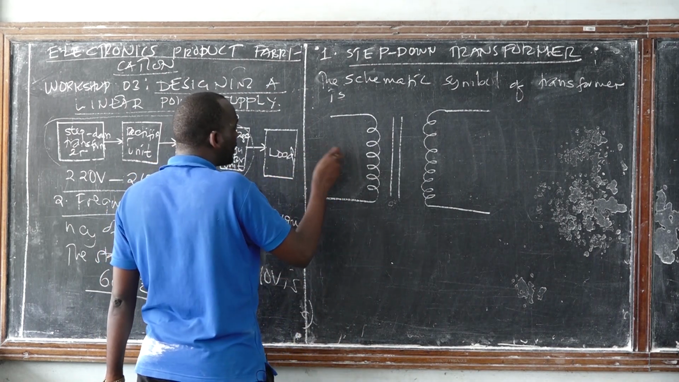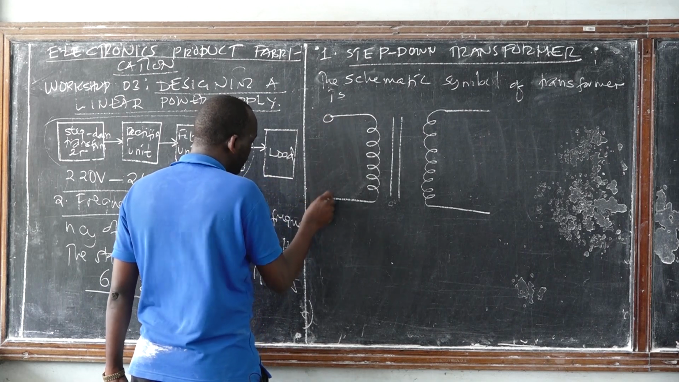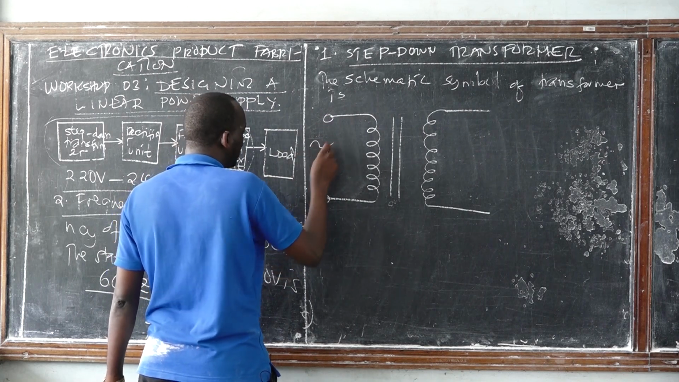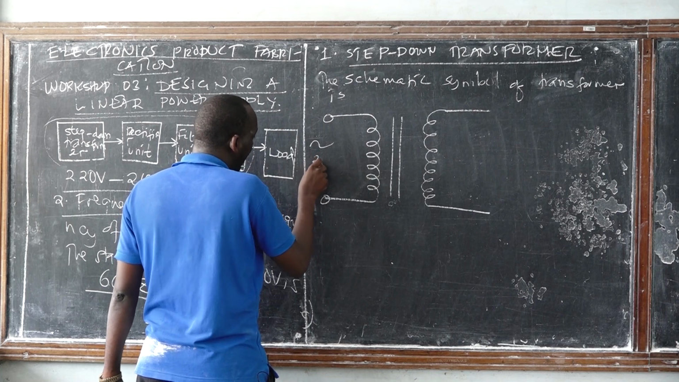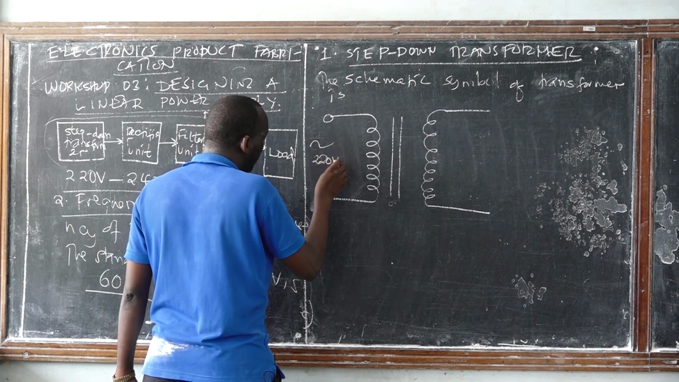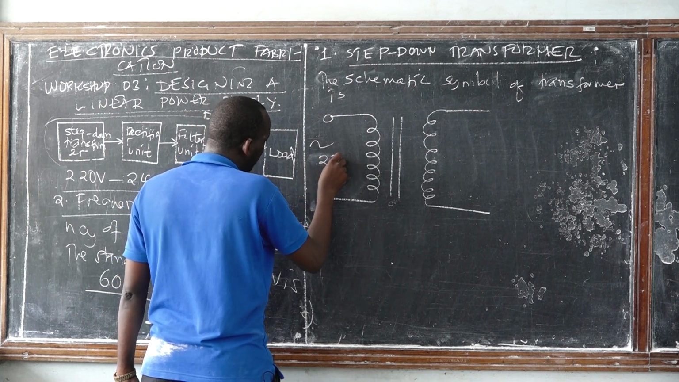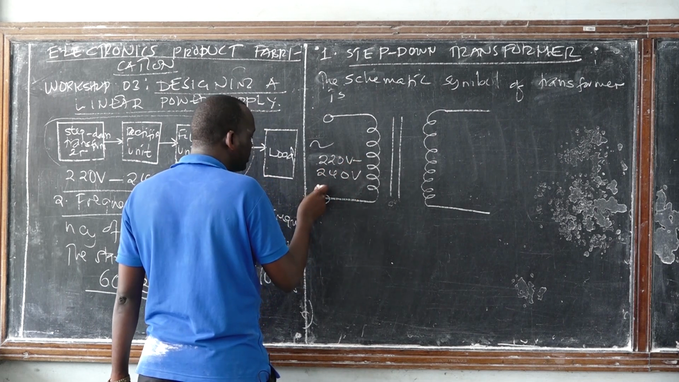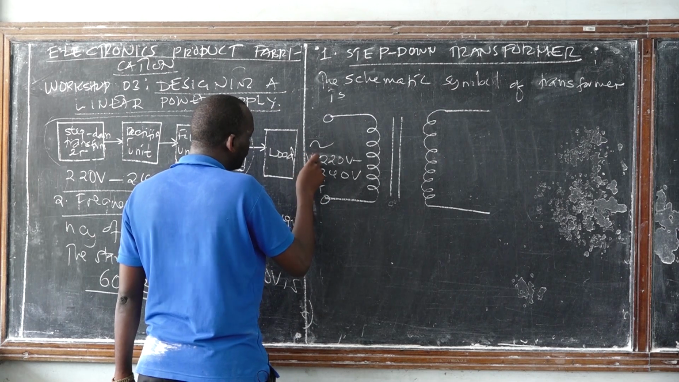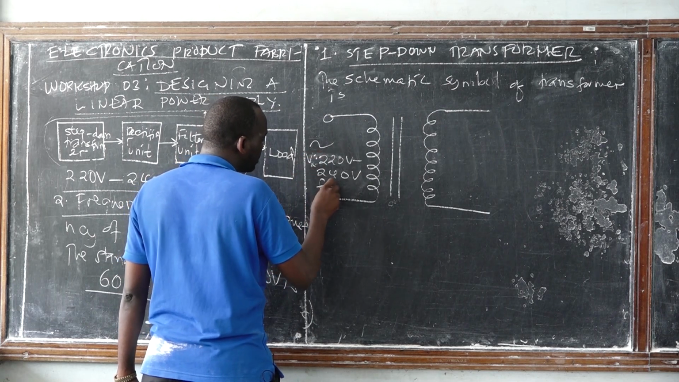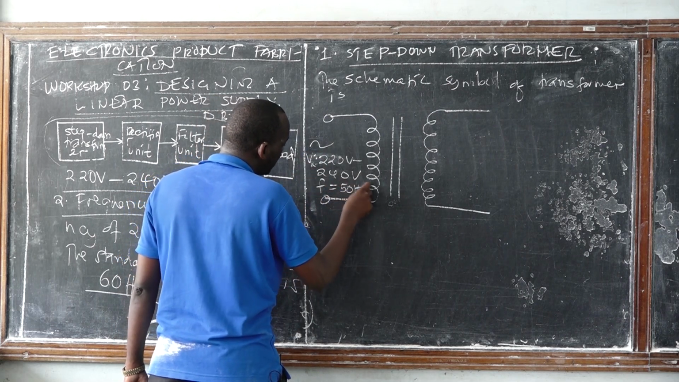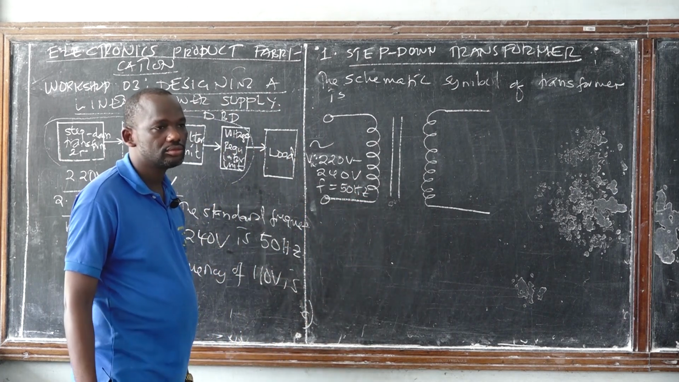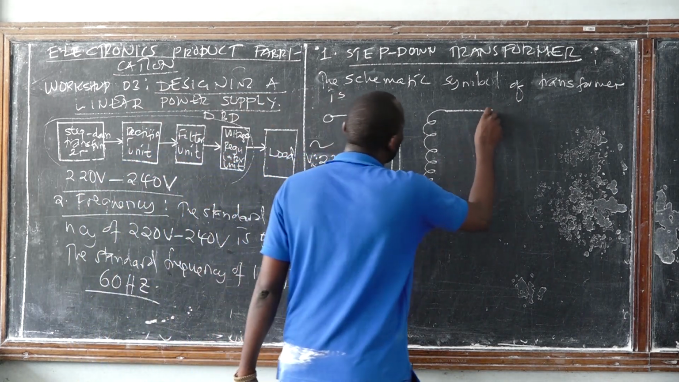So this is the primary coil. What are we supplying? We are supplying a sinusoidal signal. What is its voltage? 220. Actually, we can take 220 volt to 240 volt. But the frequency is what? So this is V in. The frequency is equal to 50 hertz. Then we expect it to have an output.